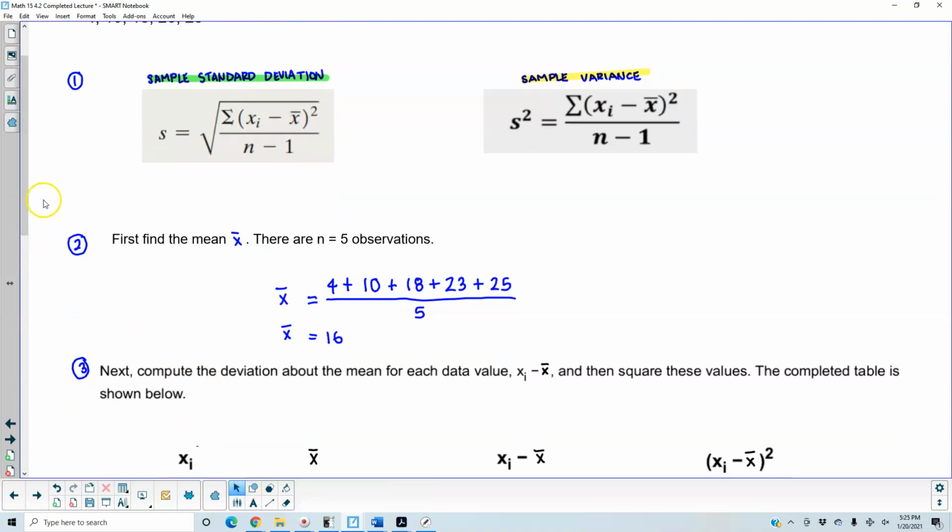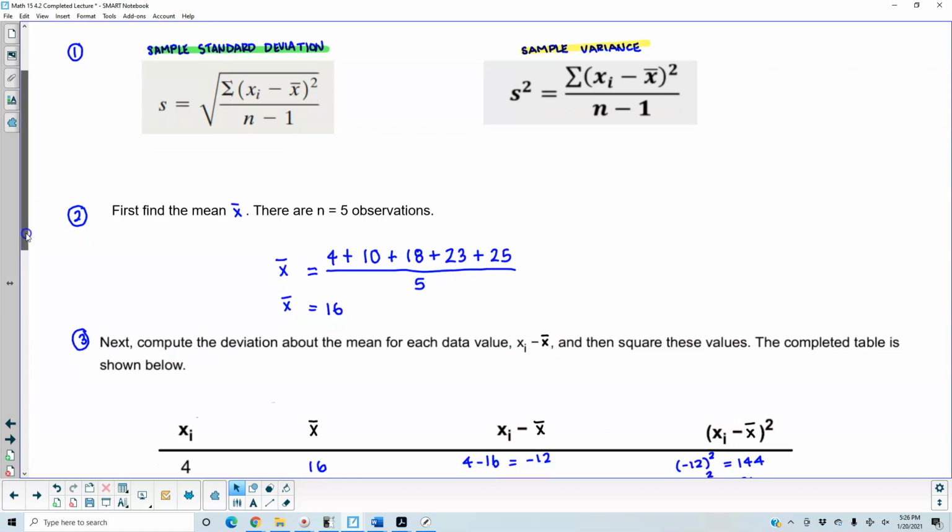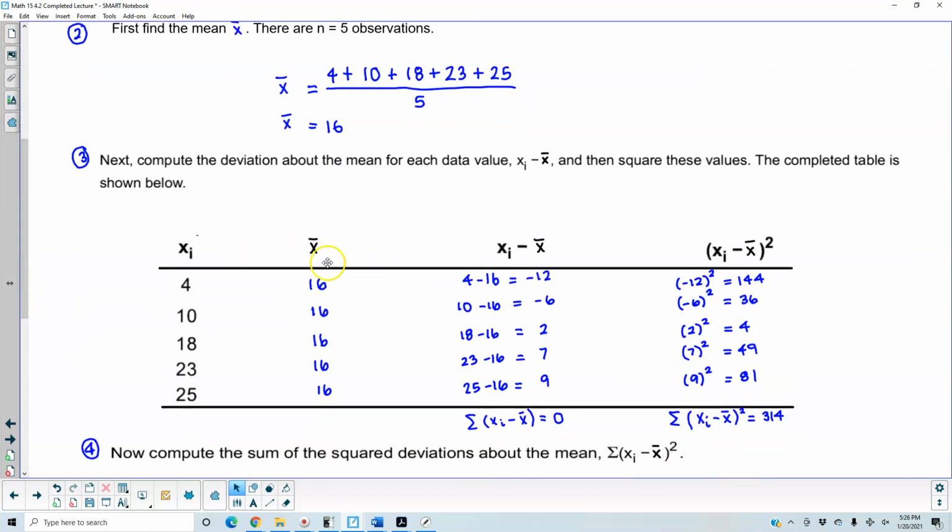Now, the next part of this process is that we want to compute the deviation about the mean, which is the data value, x subscript i, minus the mean, and then square these values. The completed table is going to be shown below. So you can see here that in the first column, we have our data values, which is 4, 10, 18, 23, and 25. And then the second column represents the mean that we got from part 2. The sample mean is 16, and it's the same for each particular item.